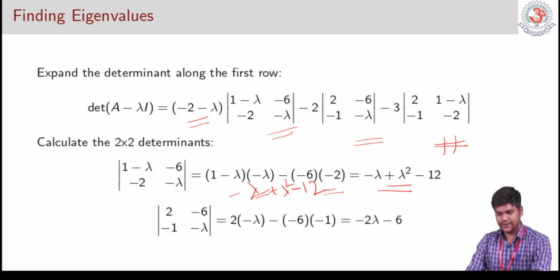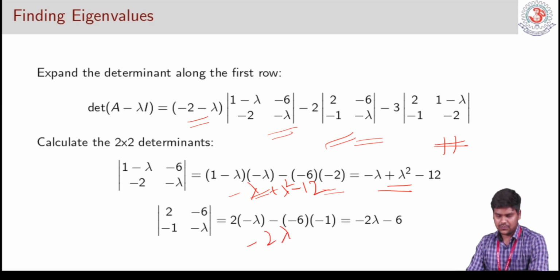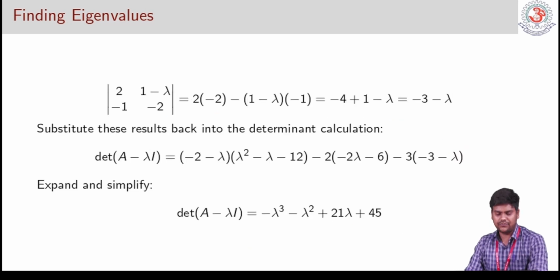Next, find the determinant of this 2 cross 2 matrix. That is the product of the main diagonal minus the product of the opposite diagonal. So that is minus 2 lambda, and 3 into minus 2 is again minus 6. We'll get this value. Next we find the determinant of this 2 cross 2 submatrix, which is again the product of the main diagonal minus the product of the opposite diagonal. We'll get minus 3 minus lambda.